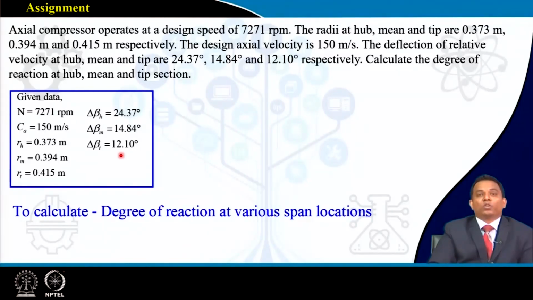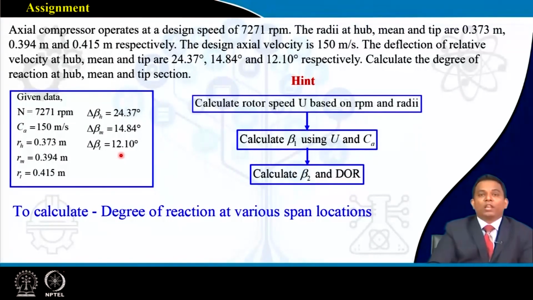Now, in order to solve this numerical, let me give you a hint. You are given your rotational speed. That will help you calculate your peripheral speed. Your axial velocity is known to you. Based on that, you can calculate your inlet angle. You can calculate your exit angle, and based on that, you can calculate what will be your degree of reaction.